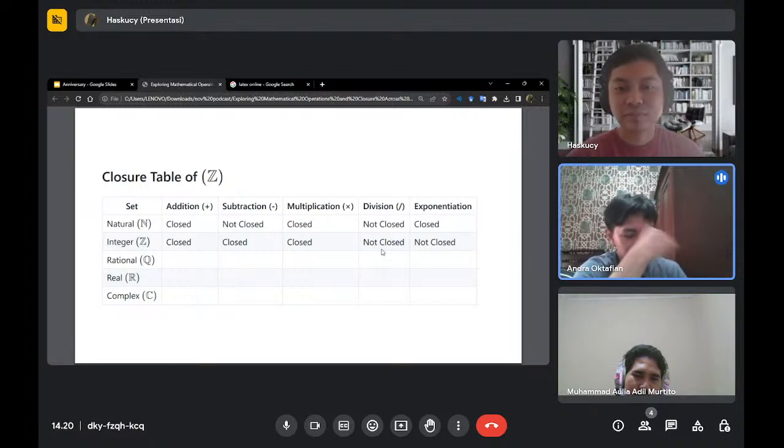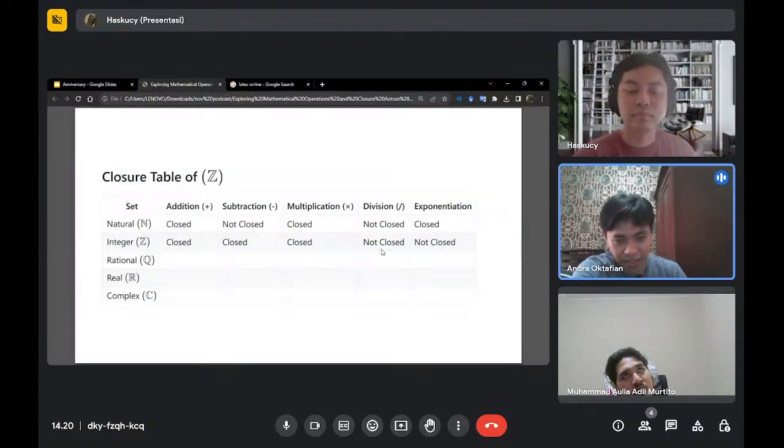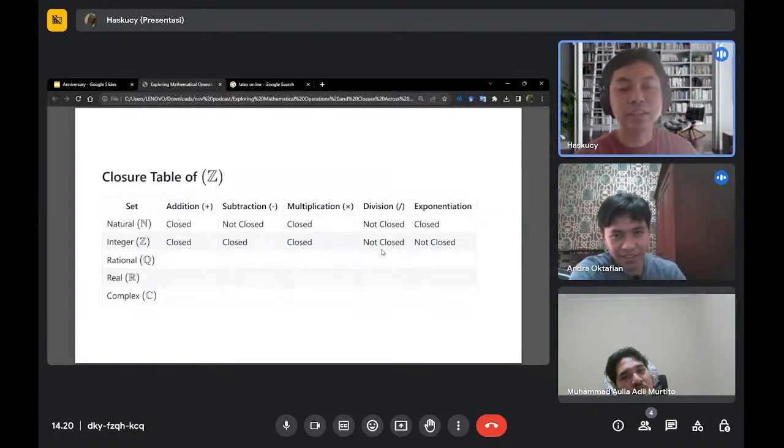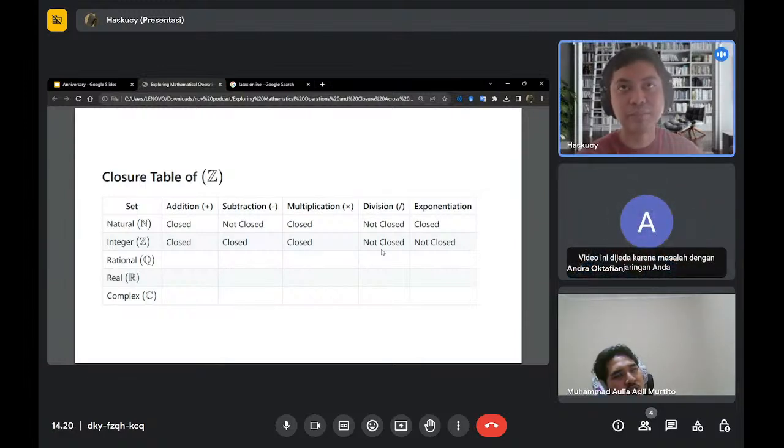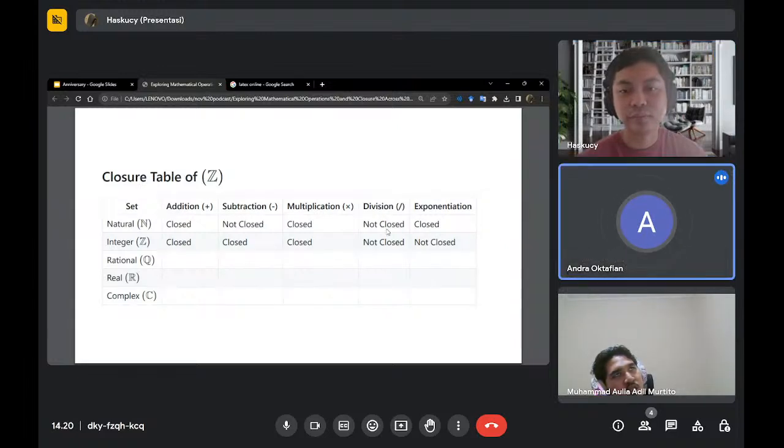So do you think that integer is numbers that are not decimal? An integer is like -1, 1, 2, 3, 4, 5, 6. So -5 is one of the integer examples. Yeah, that's it. But it's not closed under division.